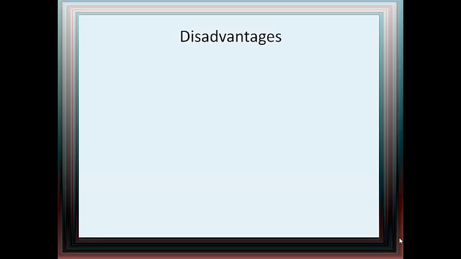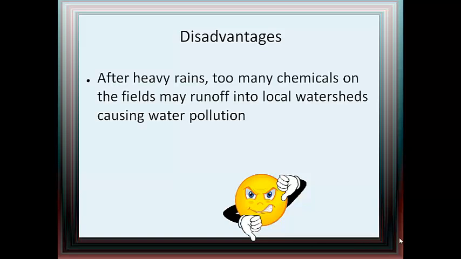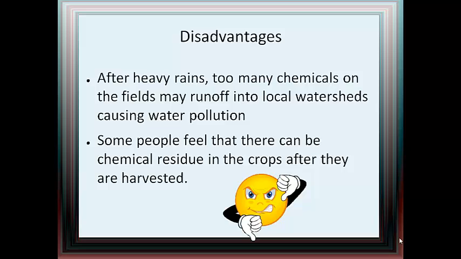Disadvantages, though, to traditional farming. After heavy rains, too many chemicals on the fields may run off into the local watersheds, causing water pollution, something we talked about in our last unit. Also, there's some people that feel that there can be a chemical residue in the crops after they're harvested. For example, let's say you go into the grocery store and buy some apples, or you buy some carrots or whatever. A lot of people feel farmers that use pesticides and herbicides can't completely get rid of those chemicals to grow those crops. And as a result, there's some of that residue of chemical left in the food that we purchase, which some people feel is unhealthy for us.